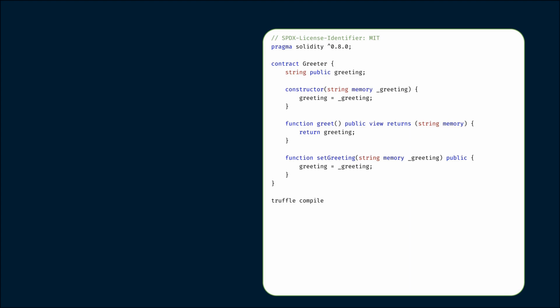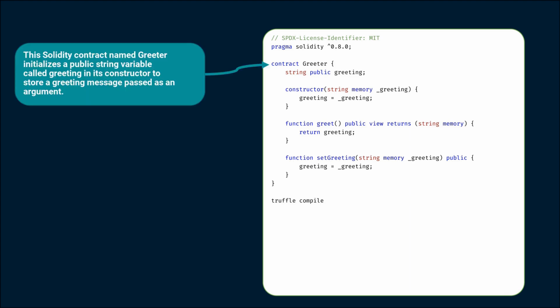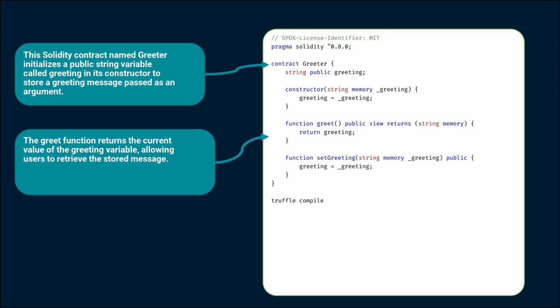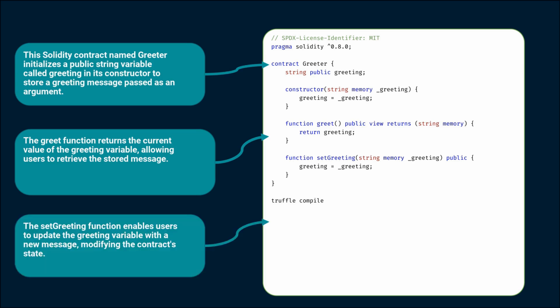Now that we have our Greeter smart contract ready, let's look at how this contract works and what features it includes. The contract begins with a declaration of its license and the Solidity version, followed by the definition of the Greeter contract itself. We have declared a state variable called greeting, which is of type string and will hold the greeting message. Next, we implement the constructor, which is a special function that initializes the contract when it is deployed. It takes a string parameter, greeting, and assigns it to the greeting variable. This allows us to set an initial greeting message when deploying the contract.